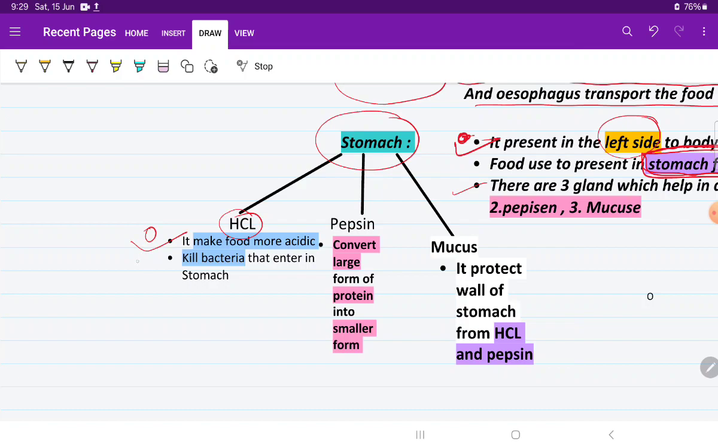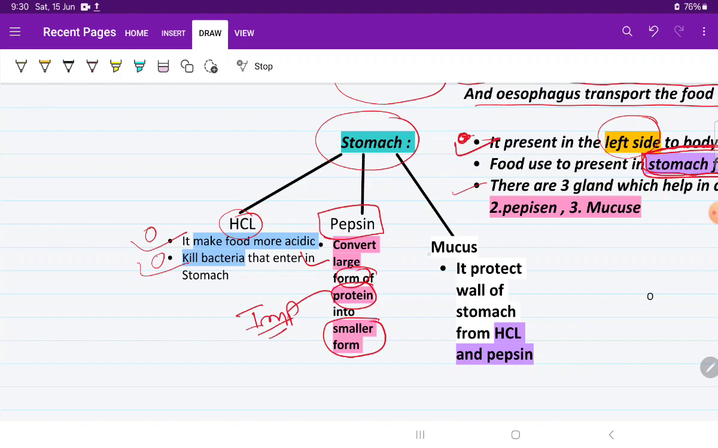Then the second work is to kill all the unwanted bacteria. Let's see the work of pepsin. Pepsin converts the larger form of protein into the smaller form.